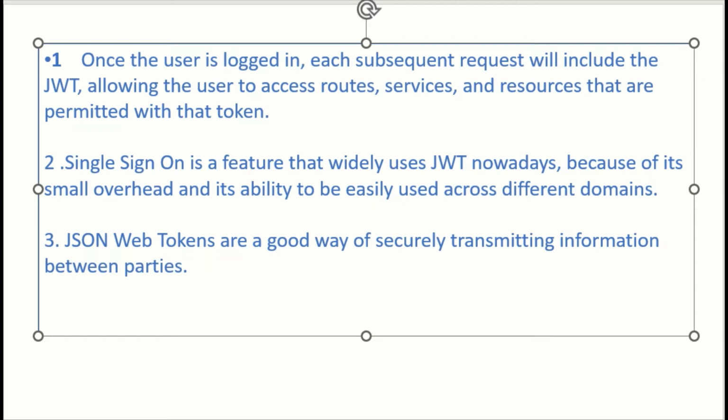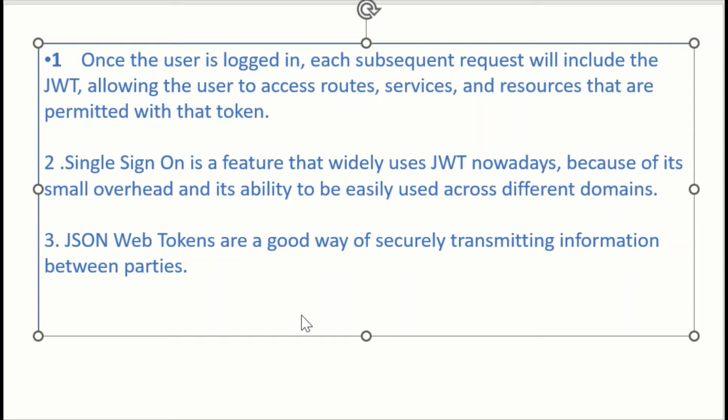Single sign-on also widely uses JWT, because of its small overhead and its ability to be easily used across different domains. That's why we use it here. And as said before, the service provider and identity provider transfer information between them, and the JSON Web Token is another way of exchanging information between the two parties.